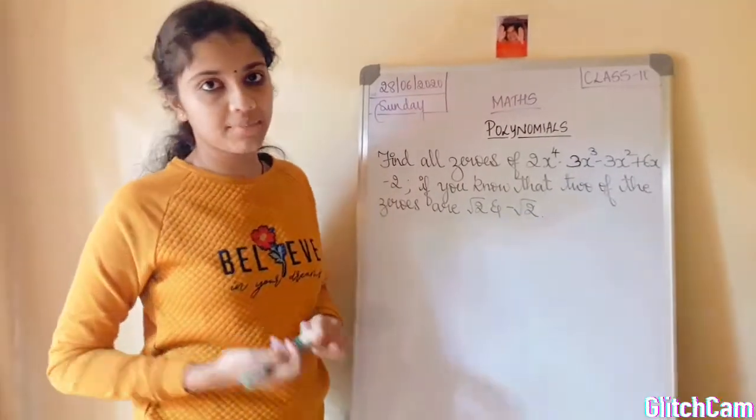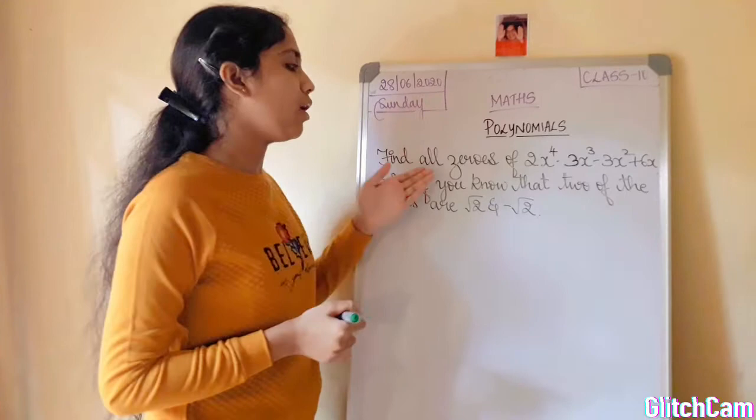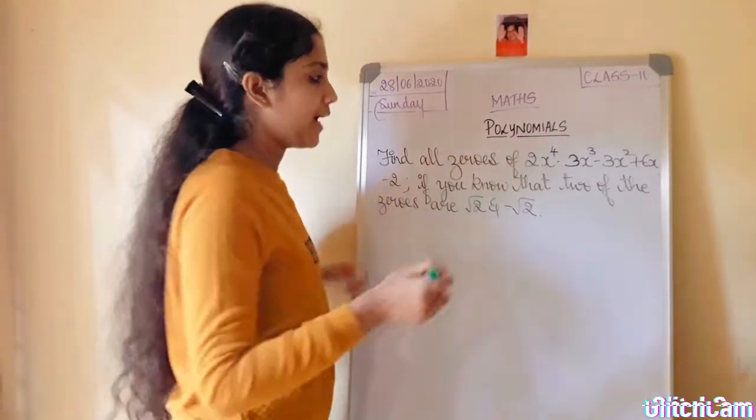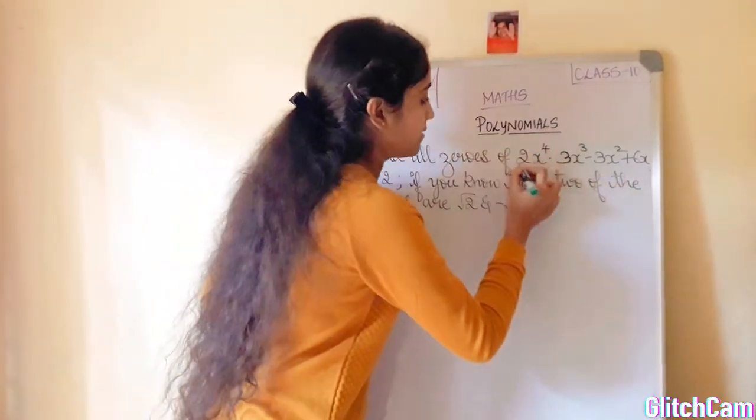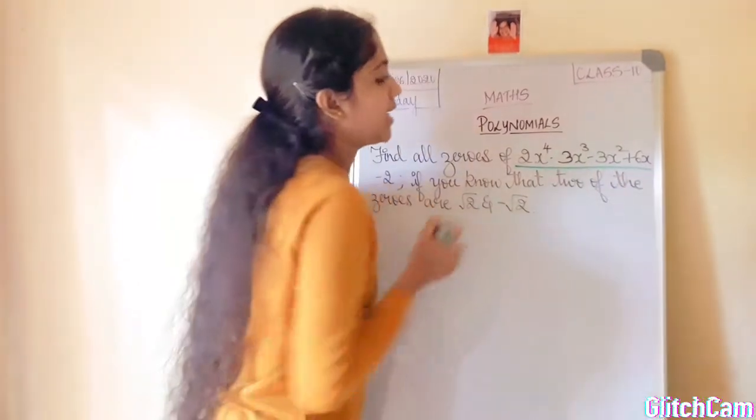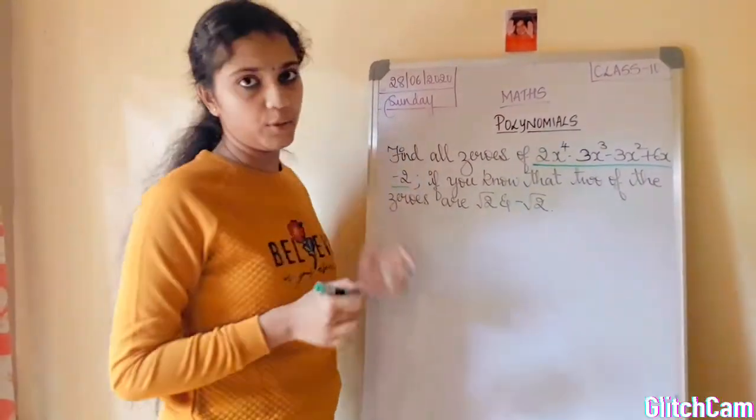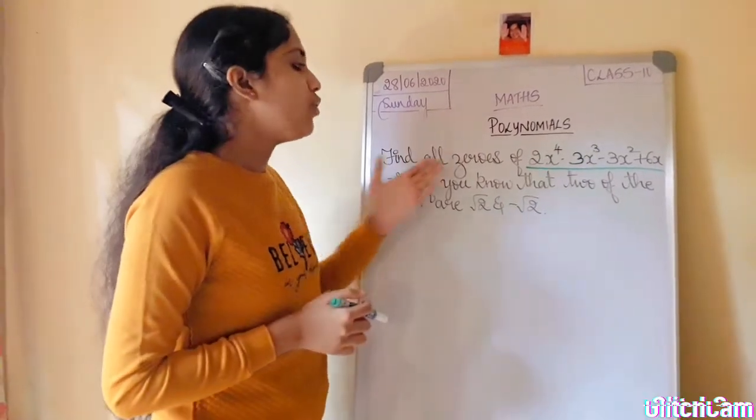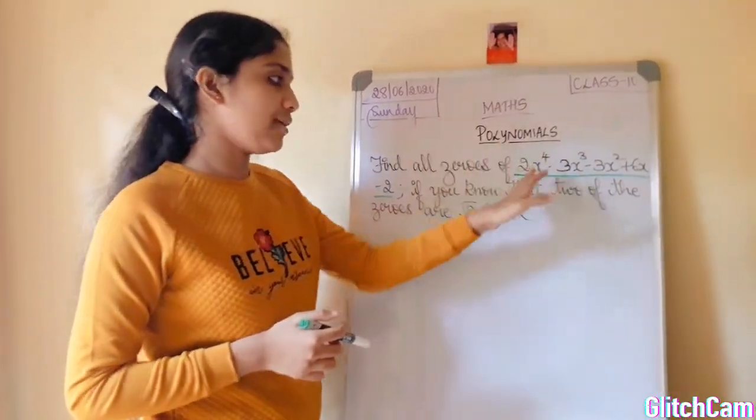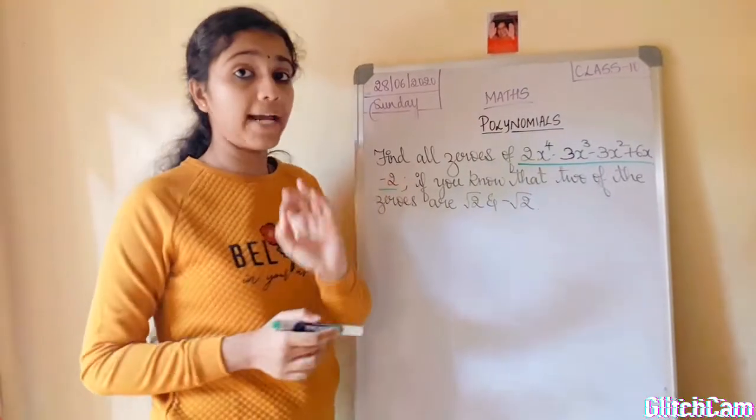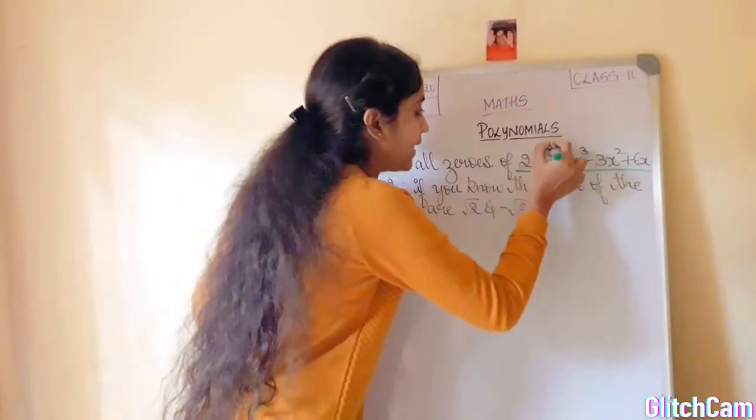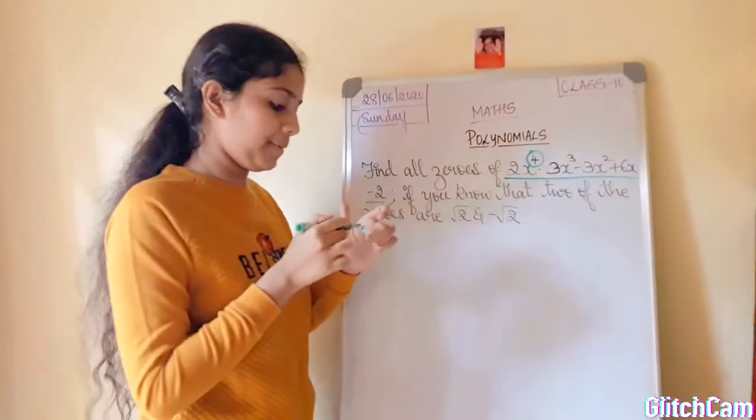Now this is another model. Just observe, find all the zeros of 2x power 4 minus 3x cube minus 3x square plus 6x minus 2. So, you have to find all the zeros of this biquadratic polynomial. Biquadratic polynomial because it has the power 4. Therefore, it is a biquadratic polynomial.